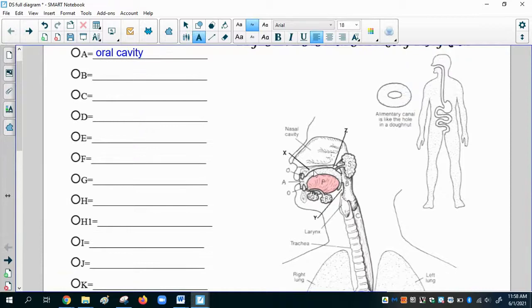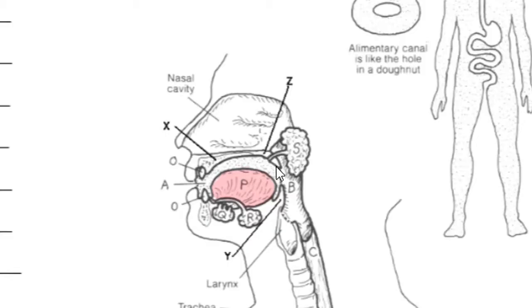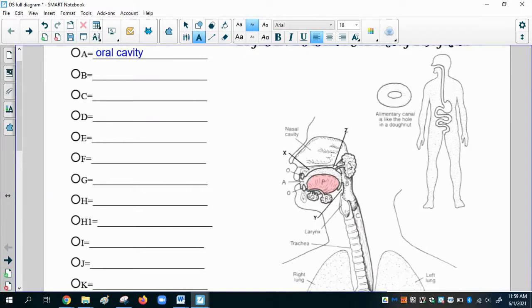The more anterior letter X is the hard palate, and the more posterior letter Z is the soft palate. And of course, this area right here, at the very last part of the soft palate, would be where the uvula sits. Let's go ahead and identify the three salivary glands, Q, R, and S.